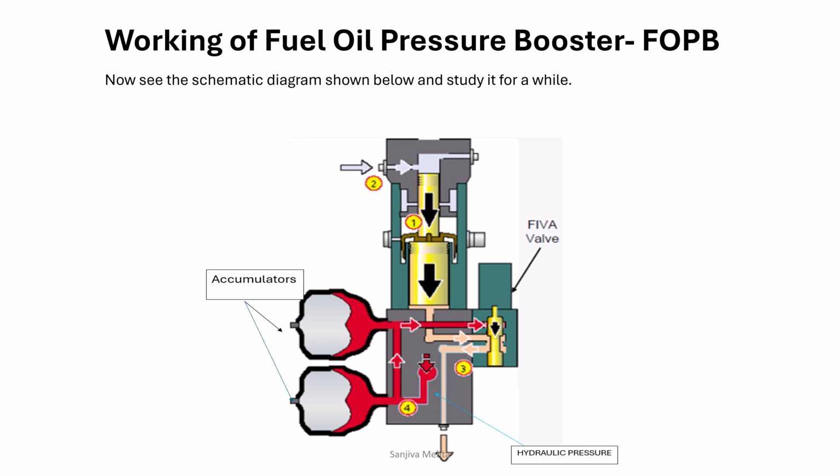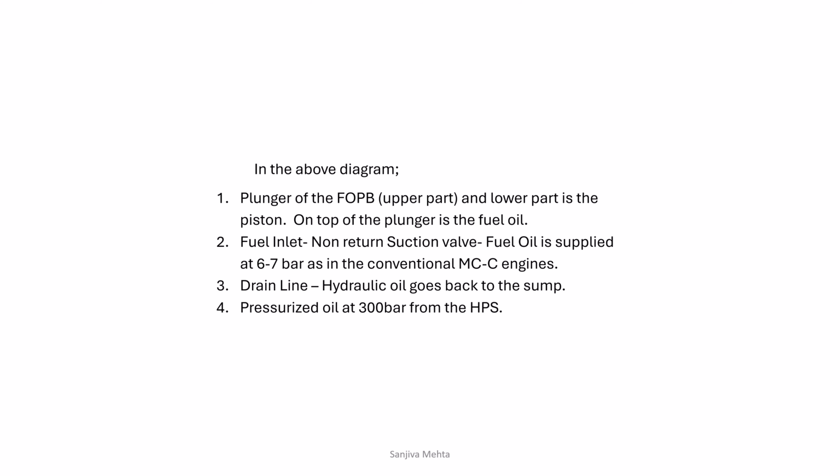So hydraulic oil is coming and is blocked here. The hydraulic pressure which had pushed the piston up, now cannot go up, it is blocked here. The hydraulic oil below the piston-plunger has to go out and drain out. That's why it's moving down. So in the upper part, the plunger of the FOPB, and the lower part is the piston. Upper part is the plunger, lower part is the piston.